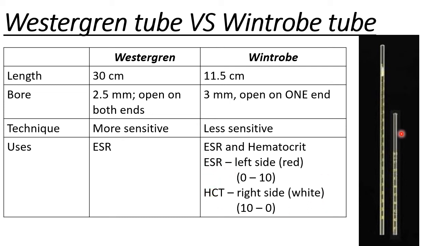Sa left side, yung ESR, which has a red mark, and magsa-start ang markings from 0 to 10, while yung ating hematocrit sa right side with white marker, no? Umpisa yung markings from 10 going to 0 at the bottom.